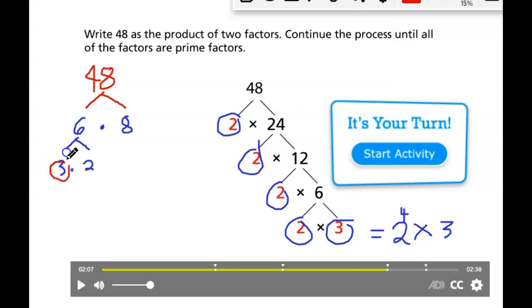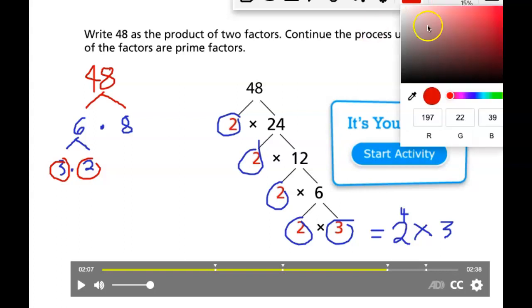Guys, 3 is a prime number and 2 is a prime number. So I'm going to circle that. 3 and 2 are prime numbers. All right, very good. So how about the factors of 8?